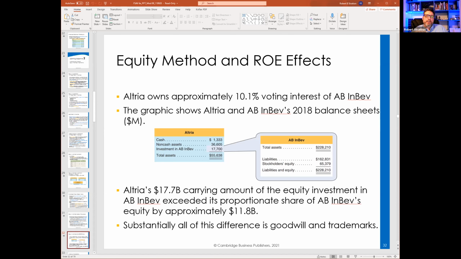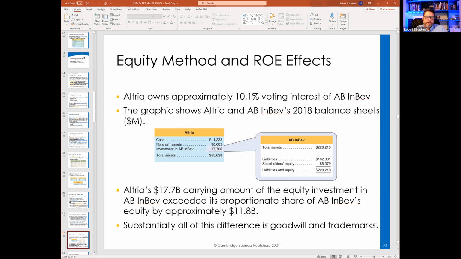Well, there could be lots of reasons. One reason is that with the equity method, the liabilities aren't accounted for. So look at AB InBev here. They have total assets of $228 billion. They have a significant amount of liabilities, and that's not accounted for in this equity method on the investor's books.